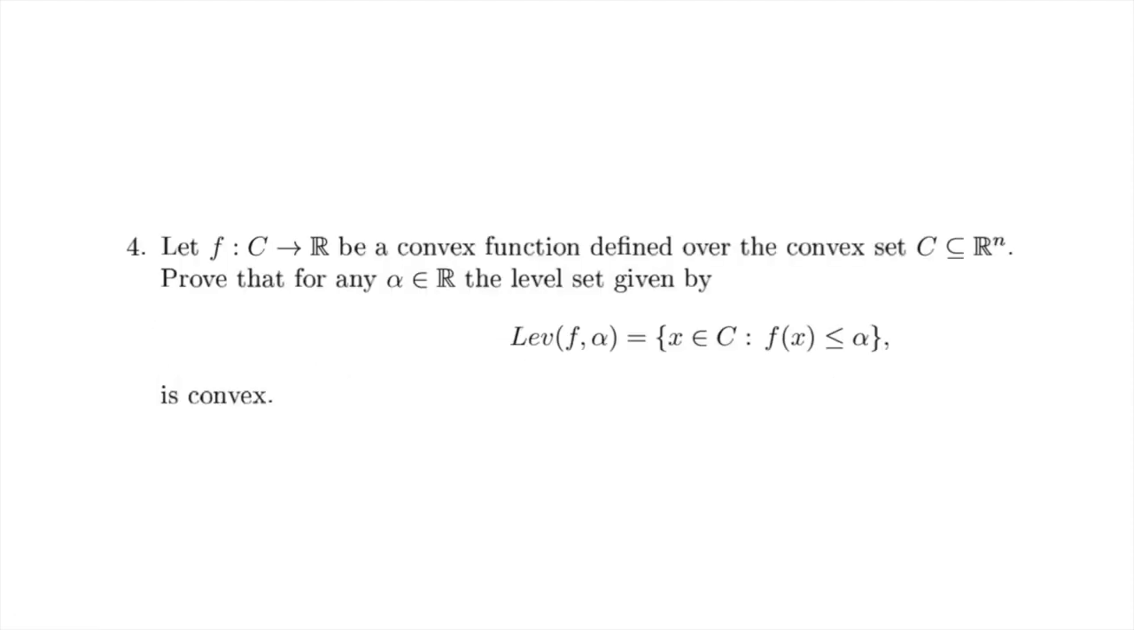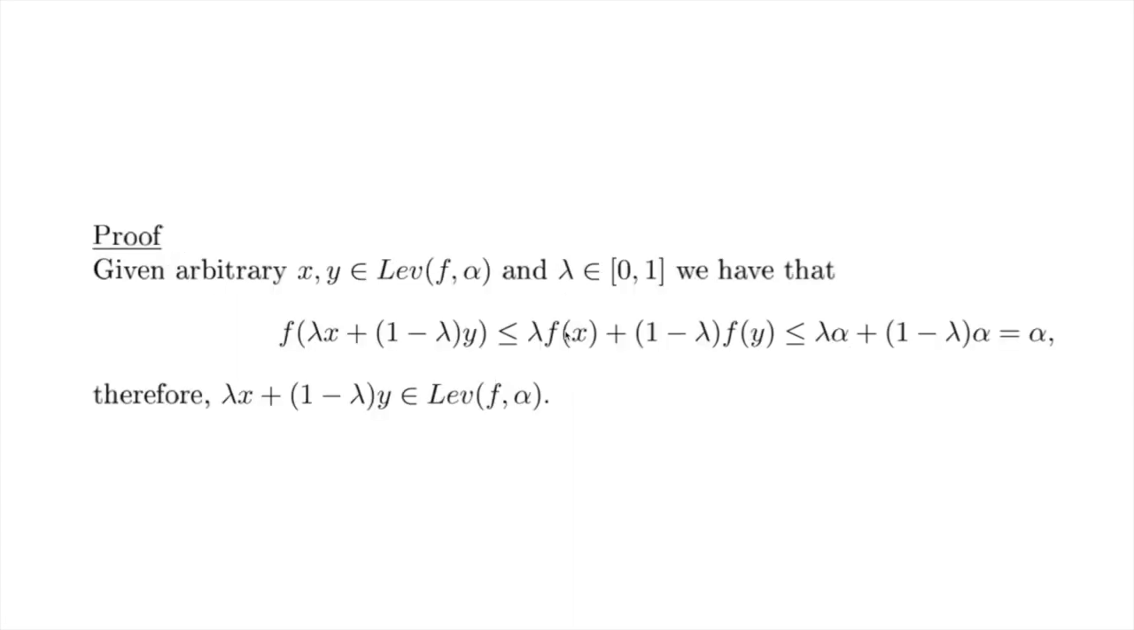Question number 4. Let f be a convex function defined over the convex set C. Let's prove that for any alpha, the level set given by all the x's in C such that f of x is smaller or equal to alpha is a convex set. I encourage you to try to solve it yourself before viewing the solution. Remember, f is a convex function and C is a convex set. The proof is as follows.